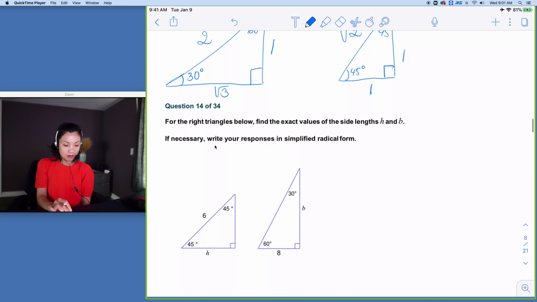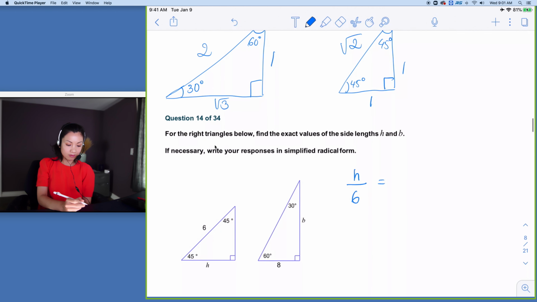So pretty much you just need to set up the proportion. You see right here, for number 14, I'm looking for H. So you see that this is a 45, 45, 90-degree triangle. So what I have, I'm just going to put H over 6. And I go back to my 45, 45. So H goes with 45. The right angle goes with 6. So you put the ratio in. So it's going to be 1 over radical 2.